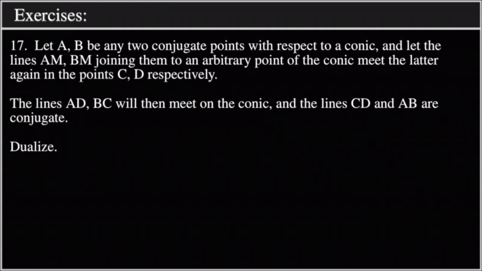17. Let A, B be any 2 conjugate points with respect to a conic, and let the lines AM, BM joining them to an arbitrary point M of the conic, meet the latter again in the points C, D, respectively. The lines AD, BC will then meet on the conic, and the lines CD and AB are conjugate. Dualize.